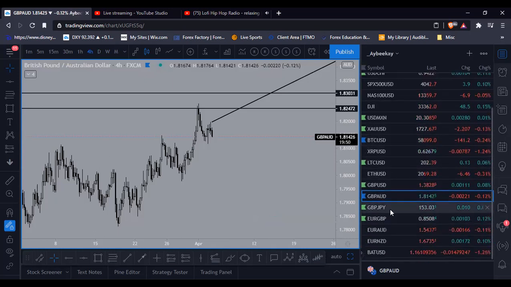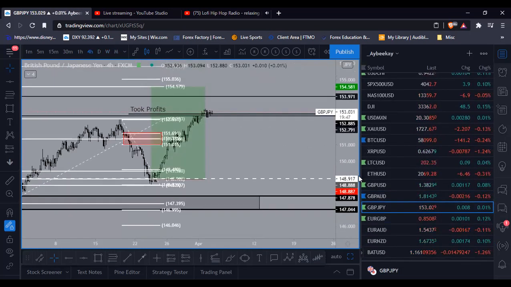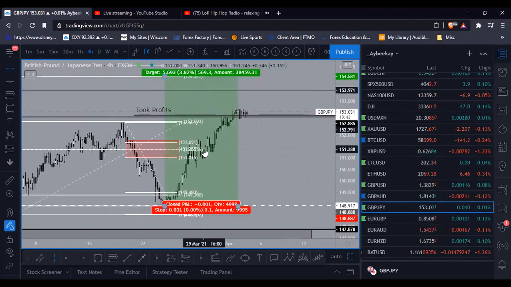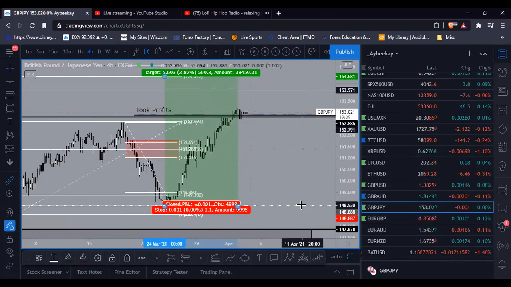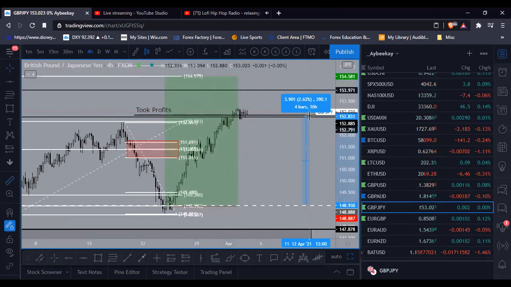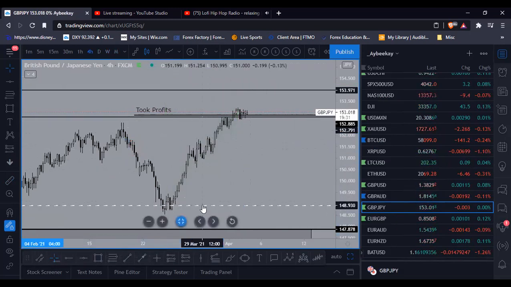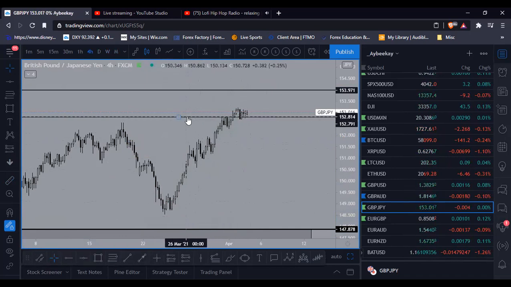I'm trying to look at pairs. GJ, I mean, it's just making higher highs, guys. I've already taken my profits off of this trade. Amazing. How many pips did I take? 390 pips off of it. That was fantastic. So yeah, that was a good setup. You guys see me do it over and over.